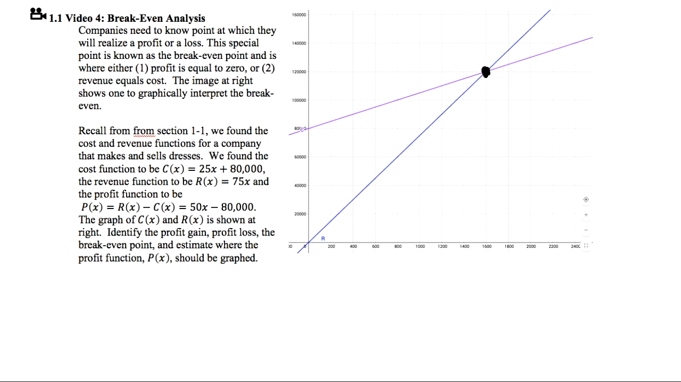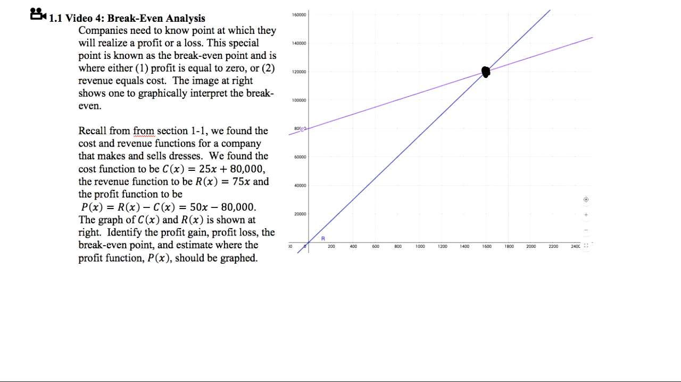All right, well, these two linear functions that we have graphed here are actually functions that you found in section 1.1. Recall from section 1.1, we found the cost and revenue functions for a company that makes and sells dresses. What we found was that the cost function was 25x plus 80,000. That's this purple line right here. And you can see there's a little C right here. So that's the cost function. I'll type that up in here so that you see that, and I'll make it in purple.